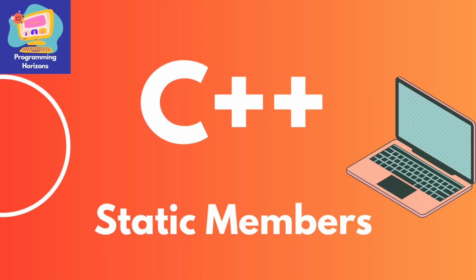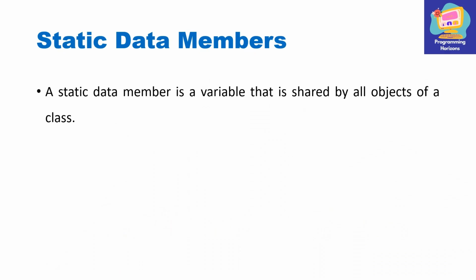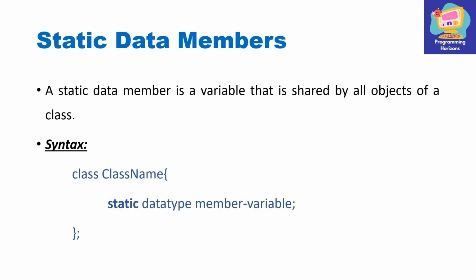Static members of a class. We can have static data members and static member functions inside a class. A static data member is a variable that is shared by all objects of a class. A static data member is declared inside a class using the keyword static.